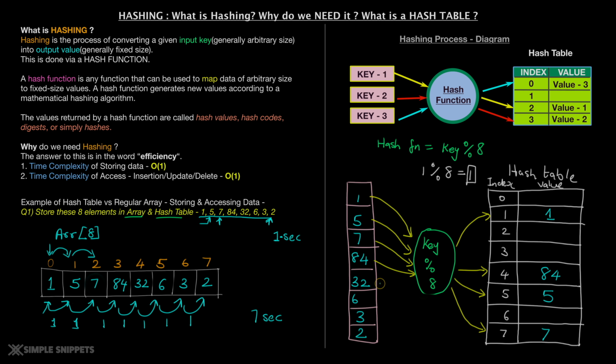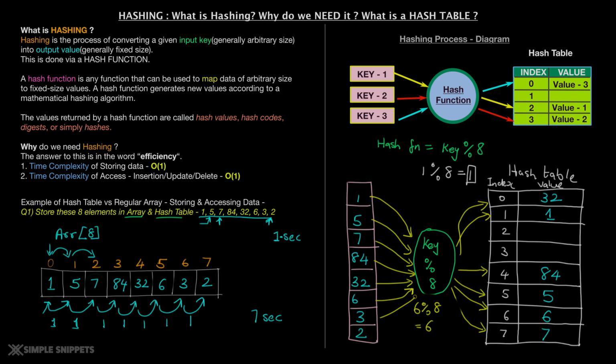Let's calculate for 32. 32 is exactly divisible by 8. So 32 mod 8 is gonna give you 0. Correct? Because it is exactly divisible by 8. So 0 is this index position. So 32 is gonna be stored over here. Let's take a look at 6. So when you send 6 into this modulo function, 6 mod 8 is gonna give you 6 itself. So we are gonna store 6 over here.